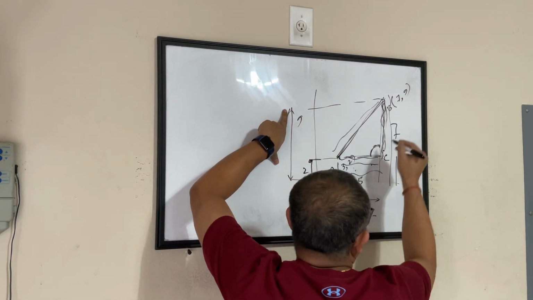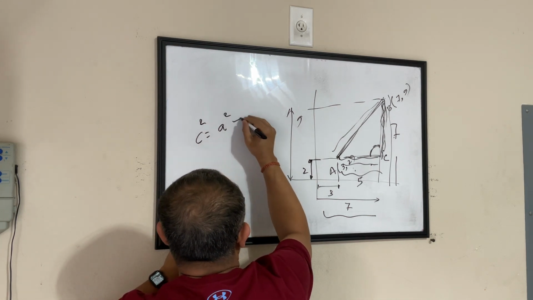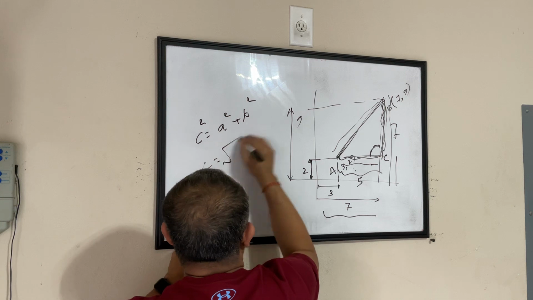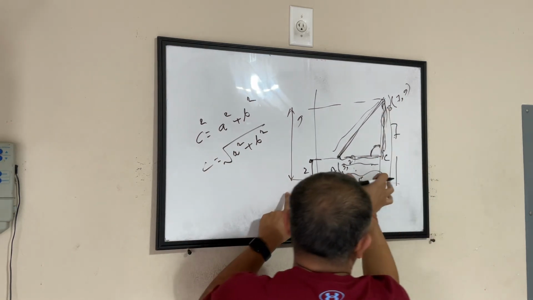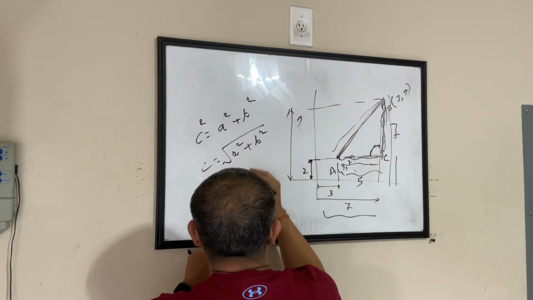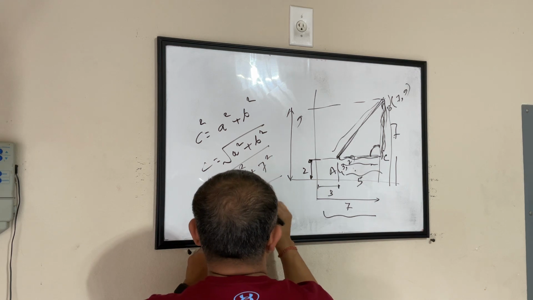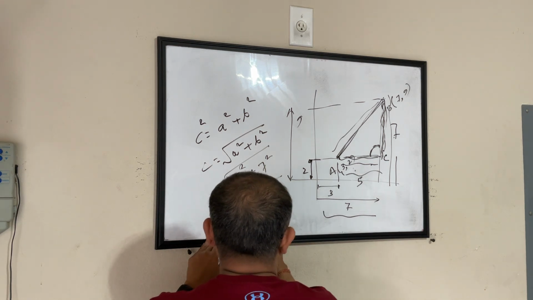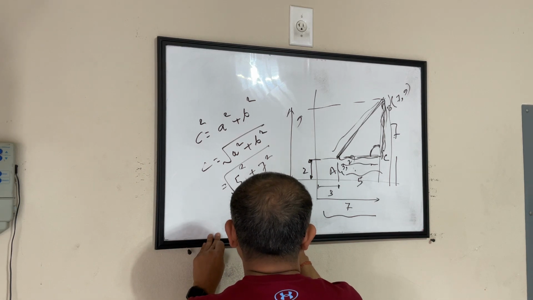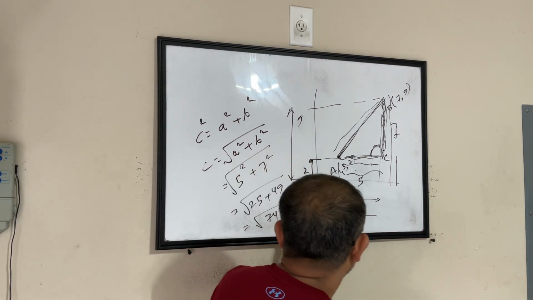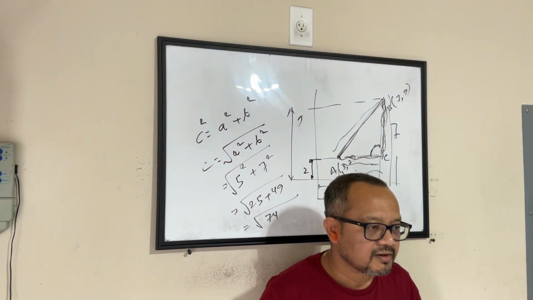So 5 squared plus 7 squared. The Pythagorean theorem says c square equals a square plus b square, or c equals the square root of a square plus b square. So a is this, b is this. This is 5, this is 7. So 5 square plus 7 square, square root. 5 square is 25, 7 square is 49. So this becomes 25 plus 49, which is 74. Square root of 74. Was that the answer, Arihan?